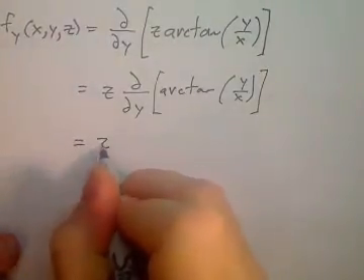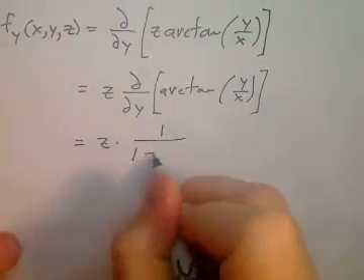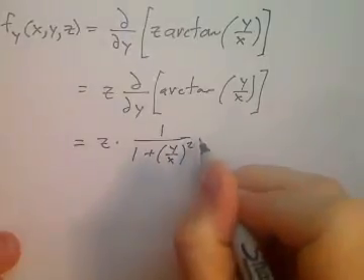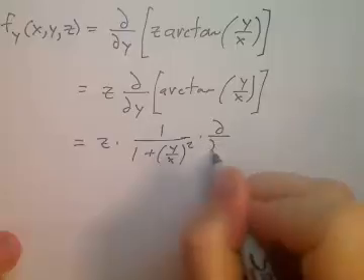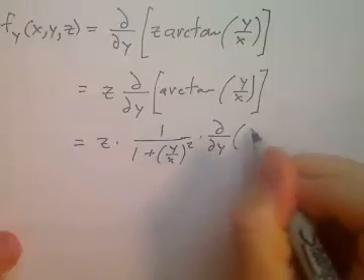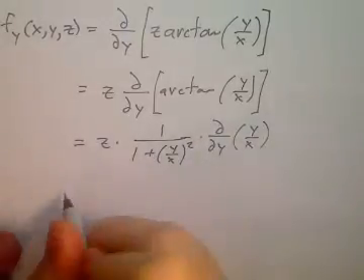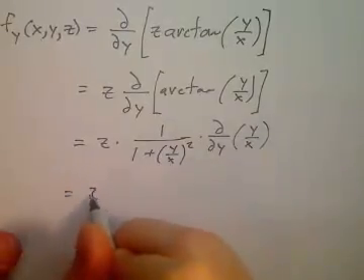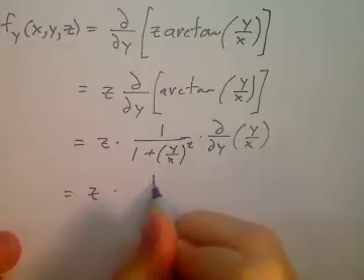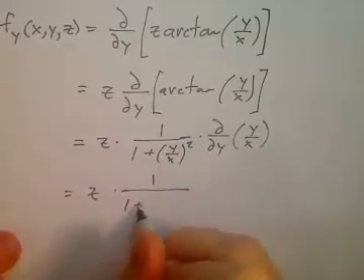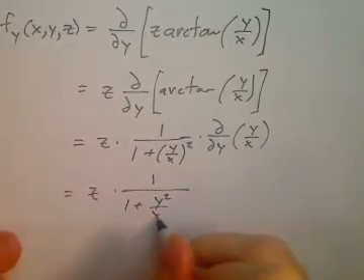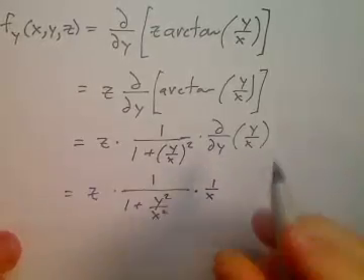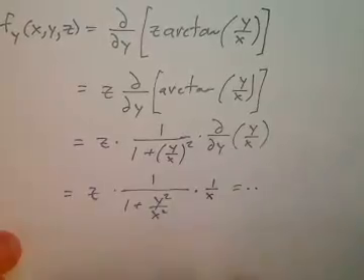So this will be z times 1 over 1 plus y over x squared times the partial with respect to y of y over x. Well, this is going to be z times 1 over 1 plus y squared over x squared times 1 over x. And then I can simplify this if I want to.